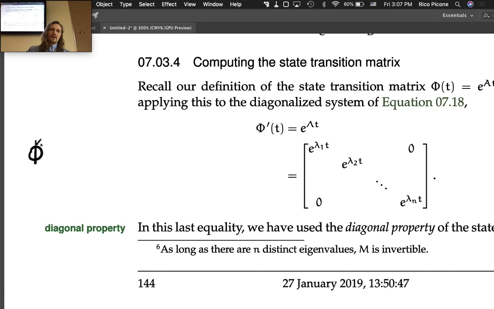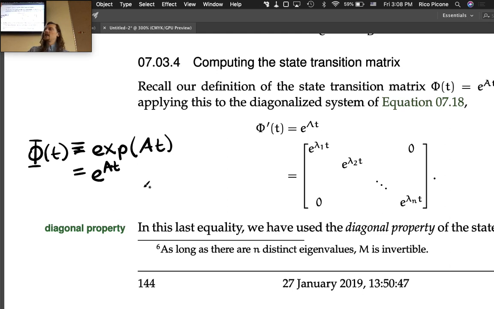What we said was phi of t, the state transition matrix, for a system with a given A matrix, is exp of At. That was our definition. And this is also equal to e to the At. Those are two equivalent ways of writing this matrix exponential. You know that it's not a scalar exponential by the fact that you have a matrix in the exponent. That's how you know that it's a matrix exponential.